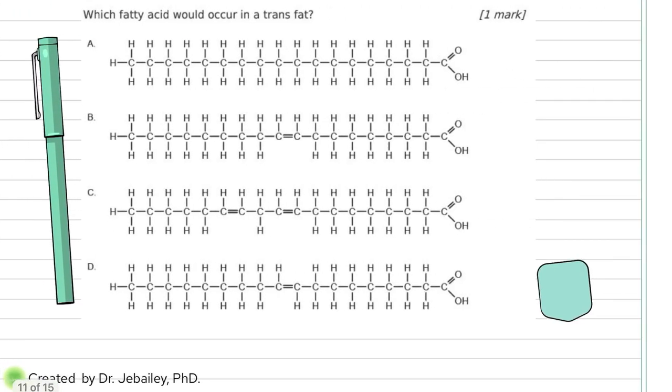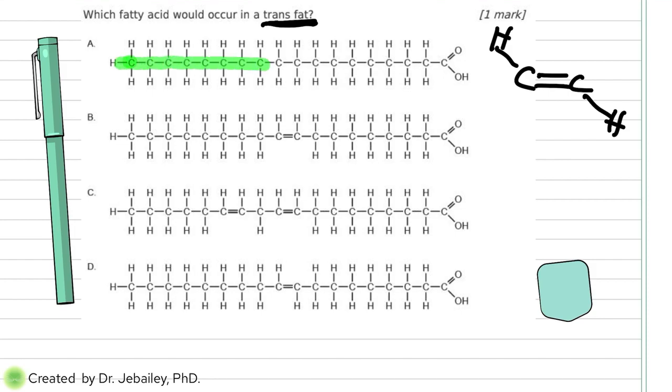So moving on to the next one, we have here what fatty acid would occur in a trans fat. If you remember the trans fat, first it has a double bond between the carbons, and that means one hydrogen is on the opposite side of the other. So you have to look at them for double bonds. The first one, you can see that all of it is single bond, single bond, single bond, single bond. So A is not it.